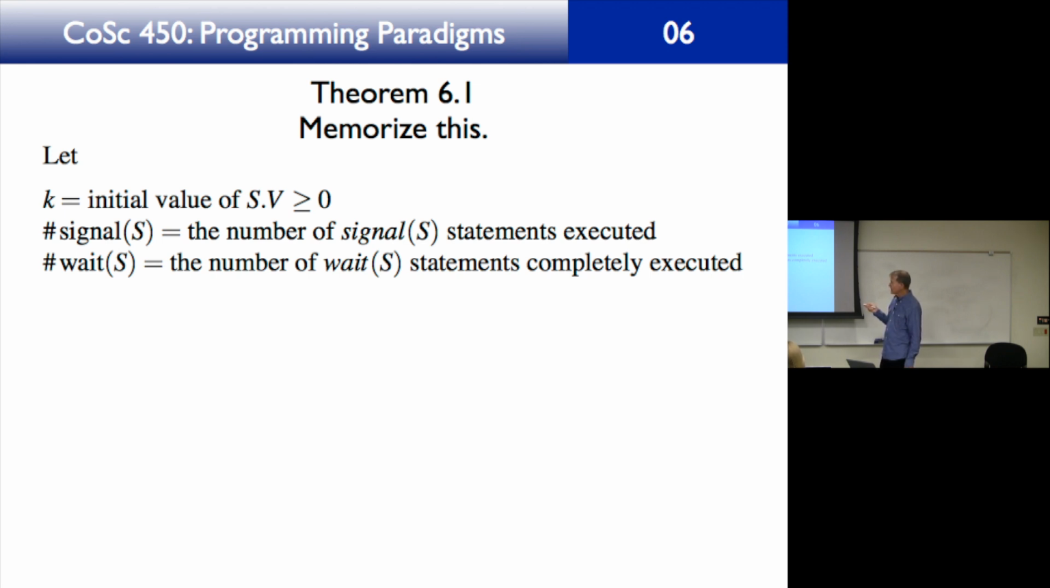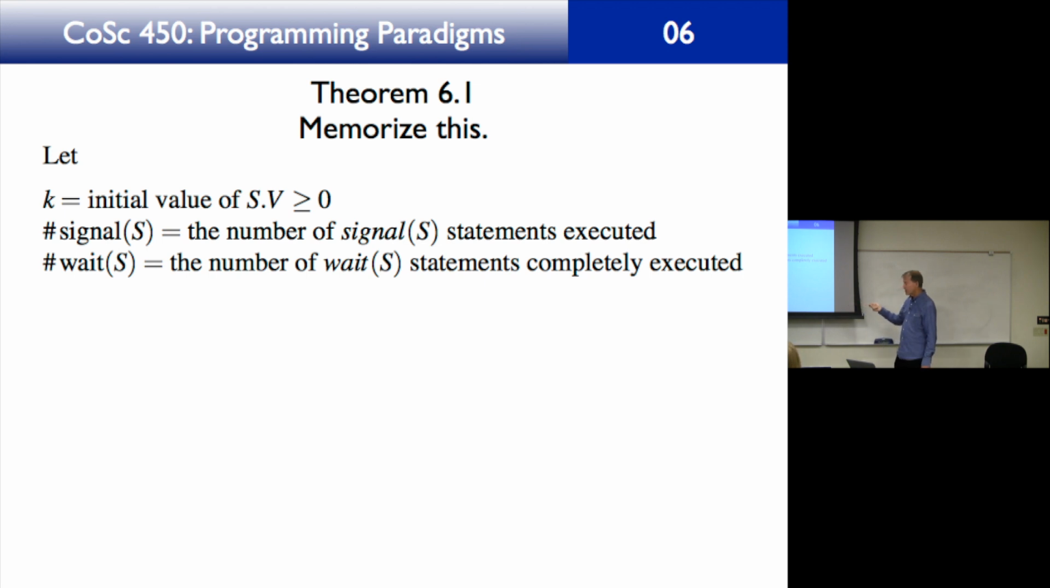It says, first of all, let k be the initial value of s.V. Whenever we initialize our semaphore, let k be that value. In the examples we've used up until now, k has been 1, but we'll have some examples in the future where it'll be different from 1. And #signal(s) is the number of signal statements executed, and #wait(s) is the number of wait statements.